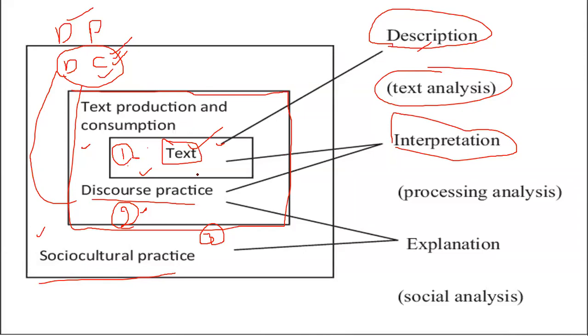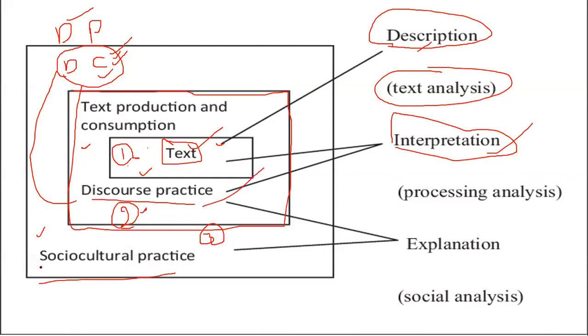So then, we come to the second point, the second dimension of the model, that is discourse practice. So what do we do here? This is what we call the processing analysis. We interpret the text from the perspective of the producer and the consumer of the discourse. Who is the discourse producer? Why is he using these things? Who is the discourse consumer? What will be the effect of this discourse on the consumer? So that is the second layer of the analysis.